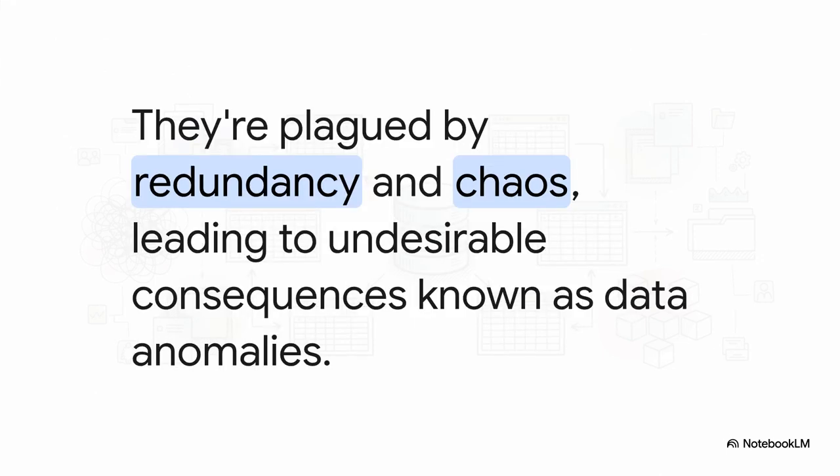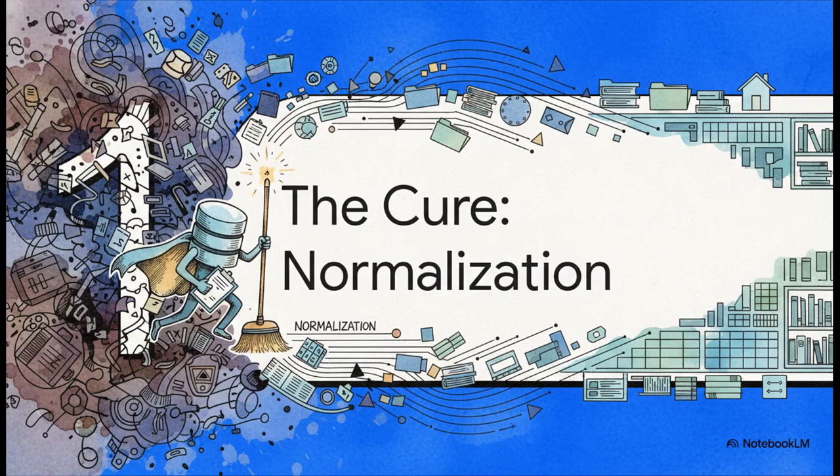And that brings us to the answer. They're both a total mess of redundancy and chaos. And in the world of databases, that chaos causes some really nasty side effects we call data anomalies. What that really means is that doing simple stuff, like updating a name or adding a new student, suddenly becomes a huge headache and super easy to mess up. But the good news is there is a cure for all this data chaos. And that cure is called normalization. You can think of it like a professional organizer for your data. It's the hero that's going to come in and clean up this whole mess.